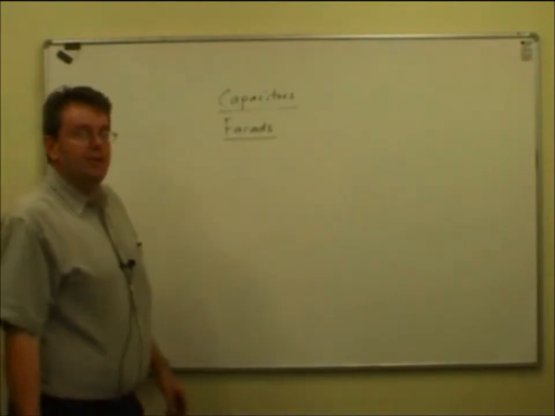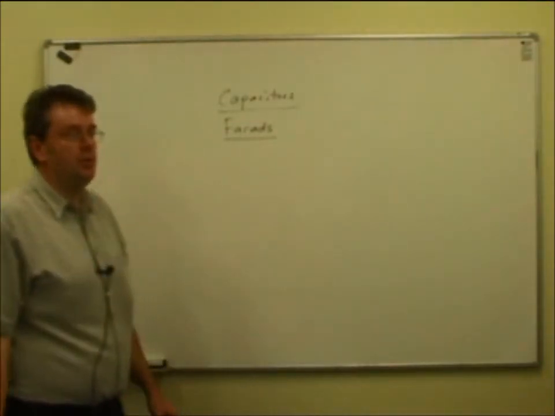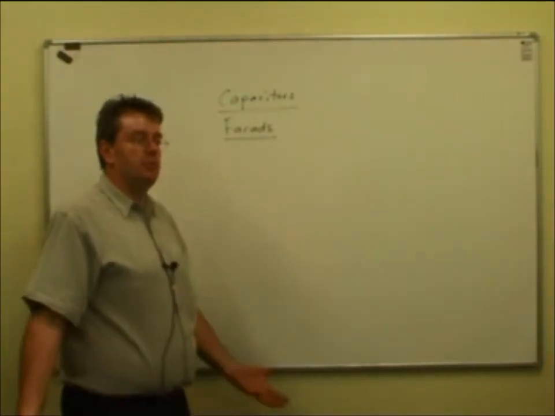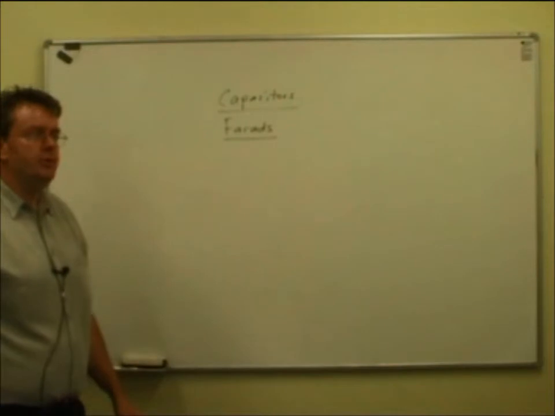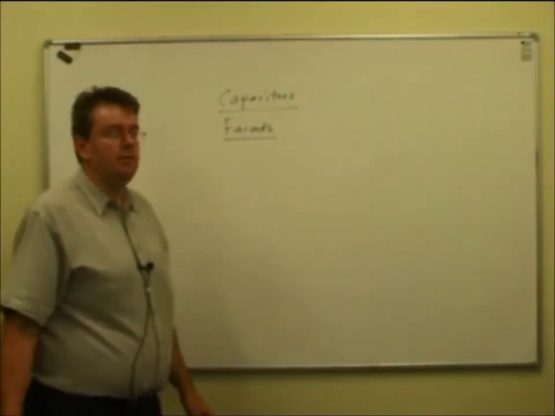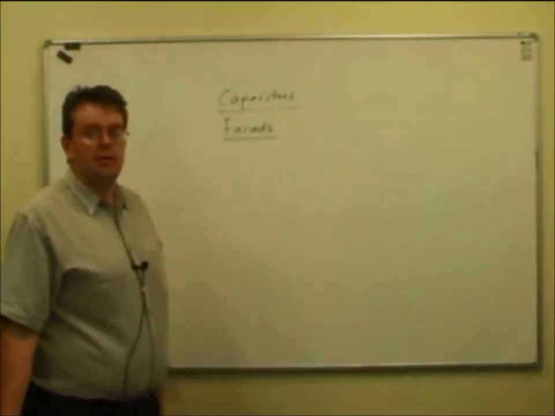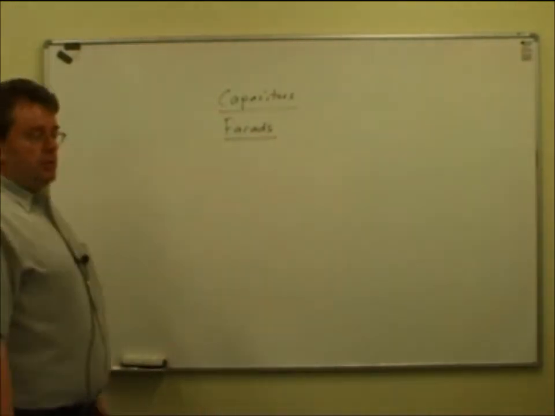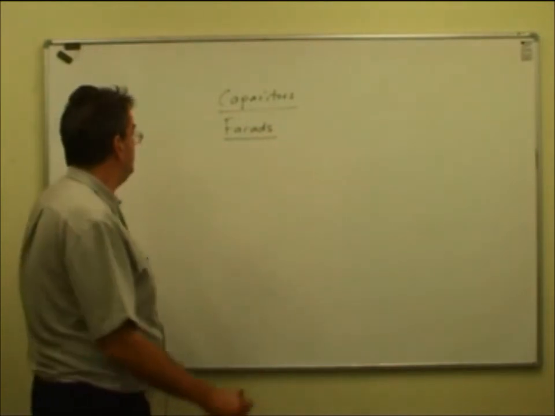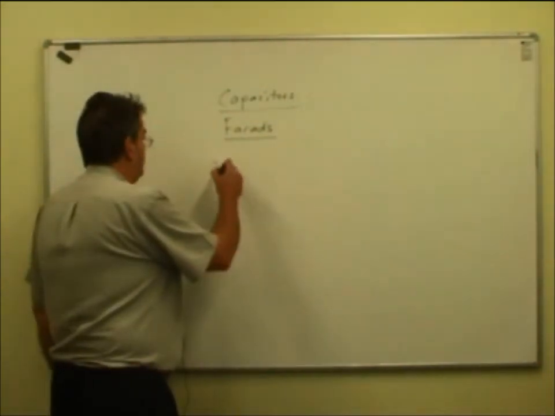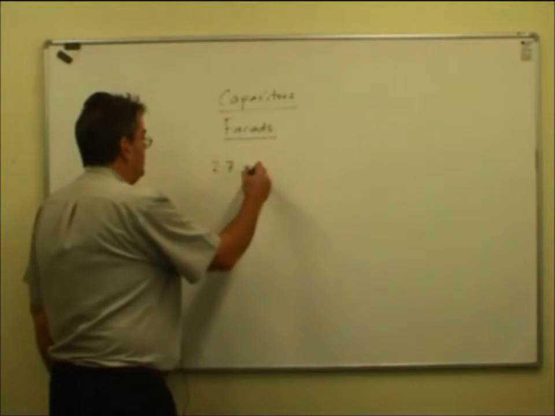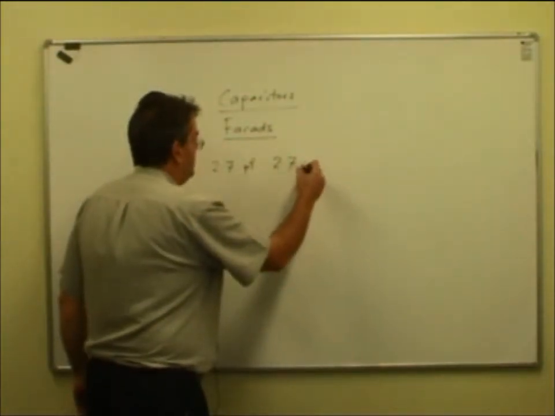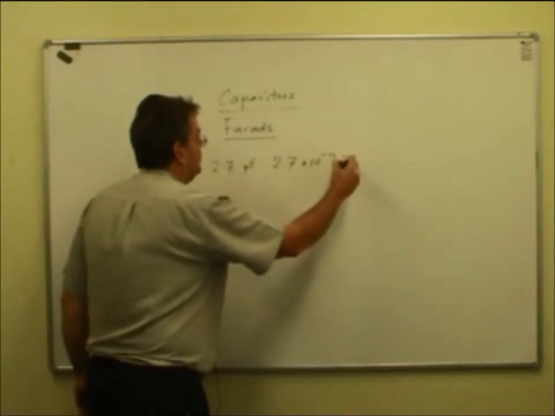Now, 1 farad is very, very large. Most capacitors we deal with in radio are much smaller than a farad, unlike ohms. A 1 ohm resistor is actually quite small. We deal with tens of thousands, millions of ohms. Capacitance is the opposite. We deal with very small numbers. Typical capacitors that might be used in radio range from maybe a 2.7 picofarad capacitor. That's 2.7 times 10 to the minus 12 farads.